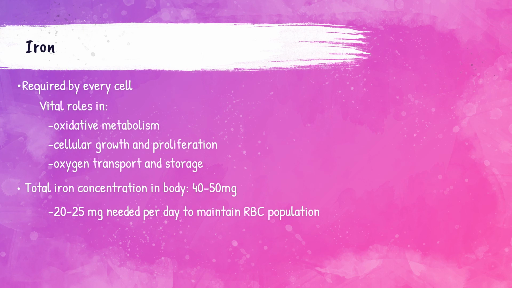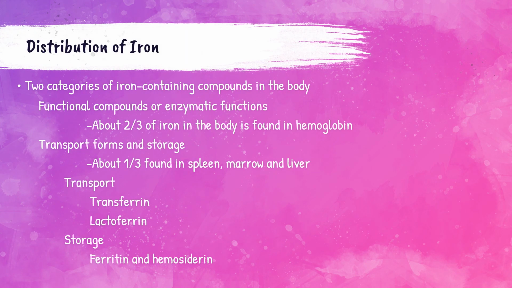The total concentration of iron in a normal human body is around 40 to 50 milligrams, and around 20 to 25 milligrams of iron is needed every day to maintain a normal population of red blood cells in the peripheral bloodstream. There are two categories of iron-containing compounds within the body. Functional compounds are enzymatically functional iron, and iron that is in a transport or storage form. About 2/3 of the iron in the body is used for hemoglobin production. 1/3 of it is found in the spleen, marrow, and liver in transport and storage forms.